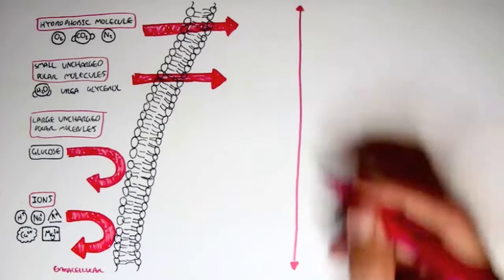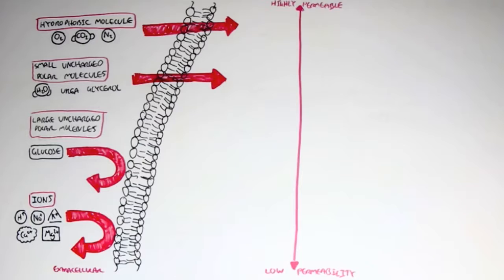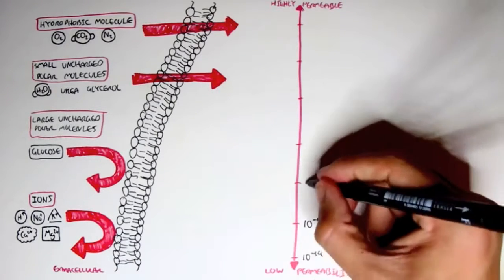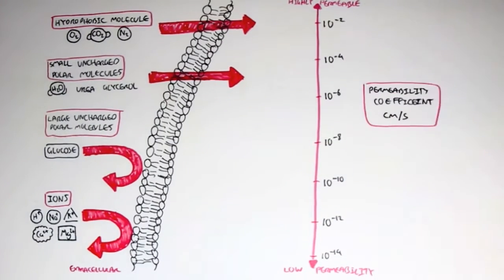This scale I'm drawing shows how permeable molecules are, the top being highly permeable molecules to low permeable molecules. And these numbers I'm drawing, they are permeability coefficients, which is how many centimeters a second a molecule can move through the lipid bilayer. So for example, if a molecule was highly permeable, 10 to the negative 2, it can move 10 to the negative 2 centimeters a second through the lipid membrane, which is very fast considering a membrane is in nanometers, not centimeters. So centimeters is pretty massive.